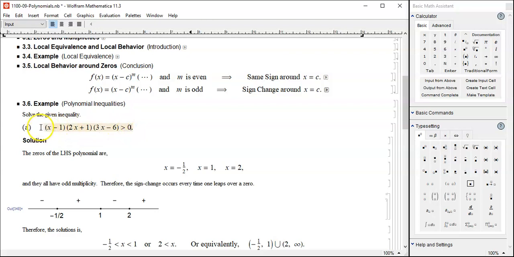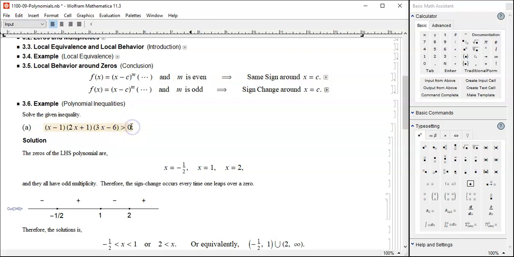Unless you have a negative sign up here, you're going to get positive in this region, the right-hand side interval. And then cross this, and we have to have a sign change because this is odd multiplicity. Cross this, we have a sign change because again we have odd multiplicity. And then we have another sign change because we have odd multiplicities all the way. And then we are looking for this thing to be greater than 0.